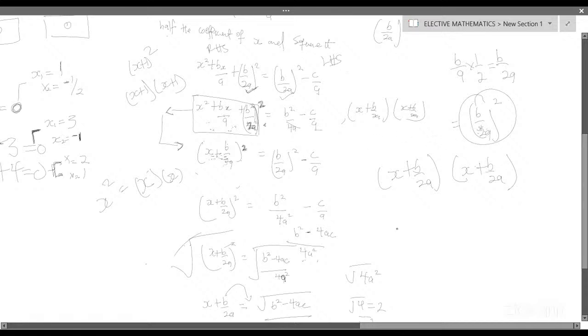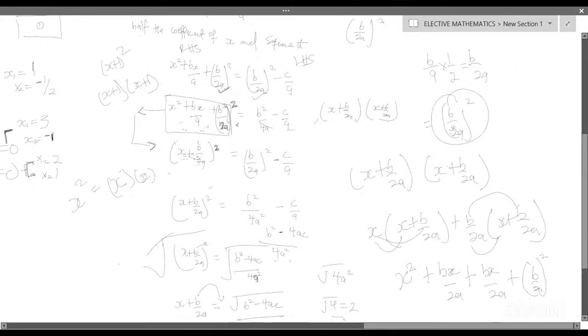So let's expand this and see. X into bracket x plus b over 2a, plus b over 2a into bracket x plus b over 2a. That's how I do my expansion. When I multiply this by this, what do I get? X squared. When I multiply this by this, what do I get? Plus bx over 2a. Plus, when I multiply this by this, I still get bx over 2a. And when I multiply this by this, what do I get? Plus b over 2a all squared. You get it? We are doing good. We are doing expansion.